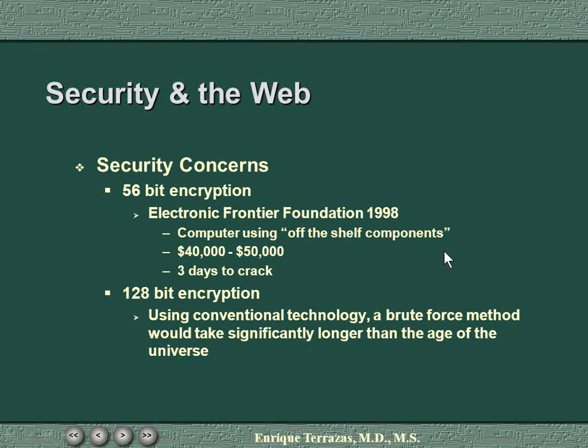Because with 56-bit encryption, the Electronic Frontier Foundation back in 1998 just used off-the-shelf computer components at a cost of about $40,000 to $50,000, but it took them 3 days to crack it. Nowadays, you can probably do it on a Mac laptop in less than a day. So don't use 56-bit encryption. 128-bit encryption is reasonably secure, and actually nowadays you can get 256-bit encryption pretty easily.